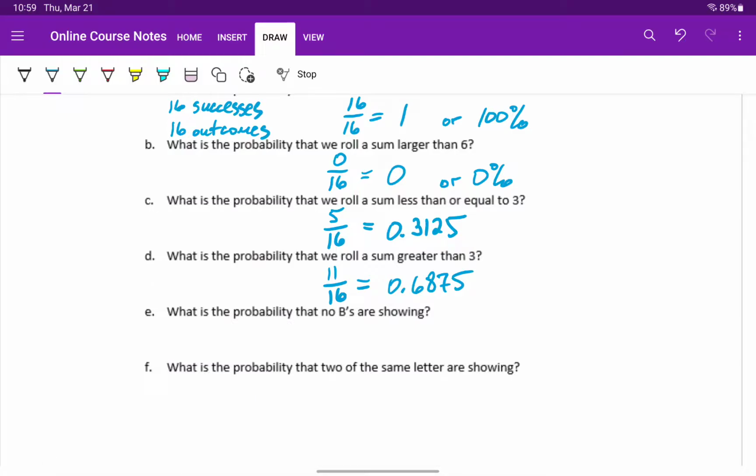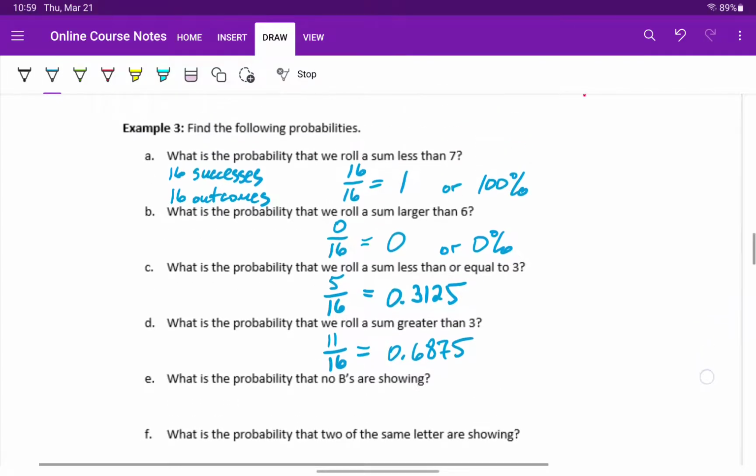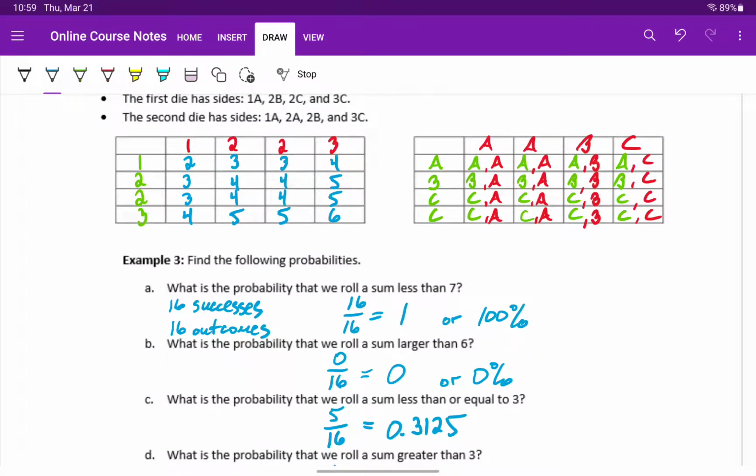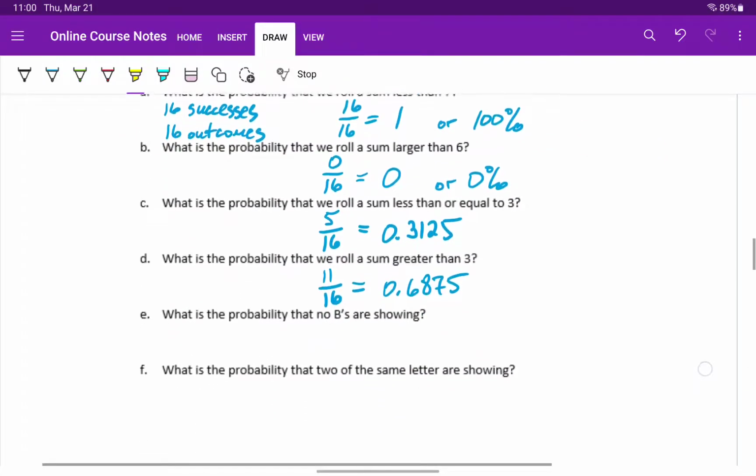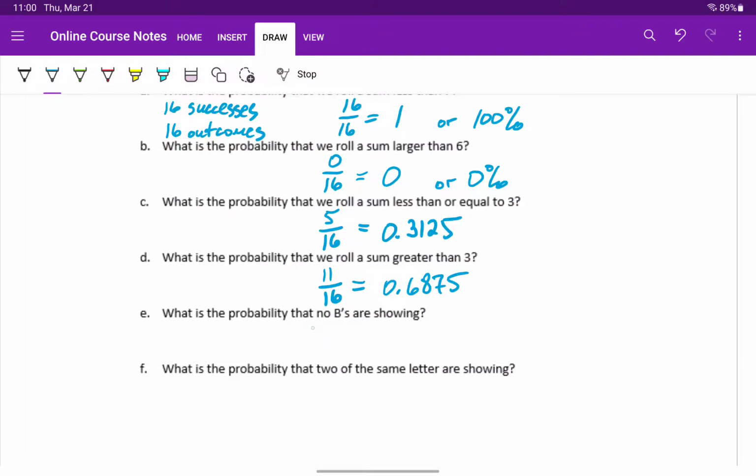In E and F, now we have questions about the letters that are appearing. So we're going to consult that second table, that other sample space that we created. What's the probability that no B's are showing? So we still have 16 possible outcomes, and we want every case where there's no B. So we have 1, 2, 3, 4, 5, 6, 7, 8, 9 cases where that's happening. So our probability will be 9 out of 16 or 0.5625.